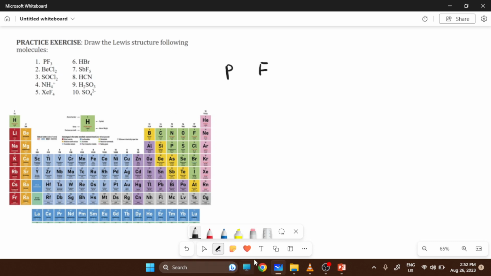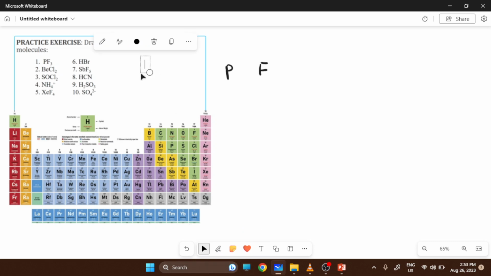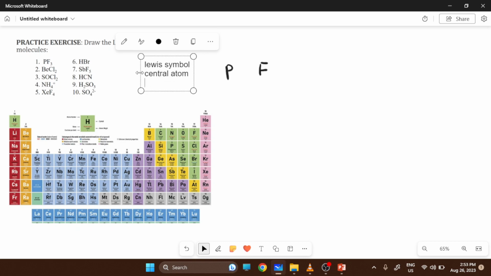I just want to emphasize that these are the keywords you need to take note of whenever you're drawing a Lewis structure. First, the Lewis symbol of the atom. It is actually covalent bonding. Next is the central atom. Identify the central atom, the terminal atoms bonded to the central atom, and does it obey the octet rule? The 8 electron rule. But of course, there are always exceptions to this rule, and we will see that in our succeeding problems.